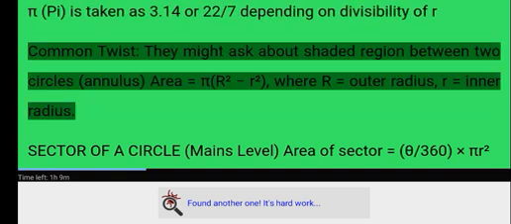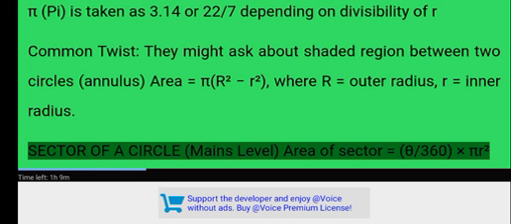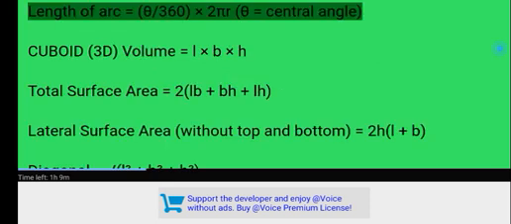Common twist: they might ask about the shaded region between two circles, the annulus. Area equals pi R squared minus pi r squared, where R equals outer radius and r equals inner radius. Sector of a circle, for mains level: area of sector equals theta over 360 times pi r squared. Length of arc equals theta over 360 times 2 pi r, where theta equals the central angle.